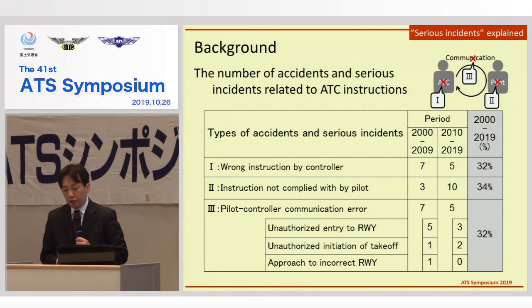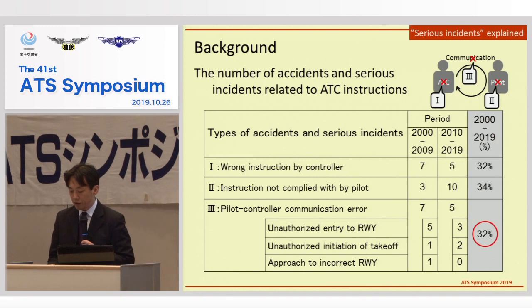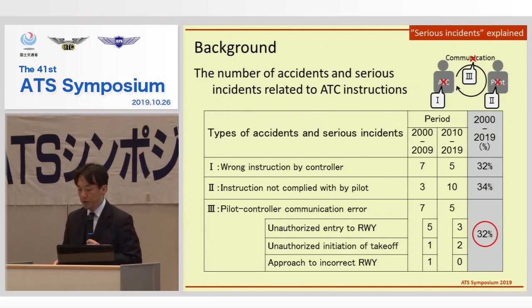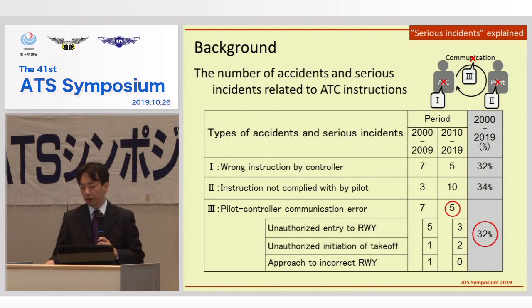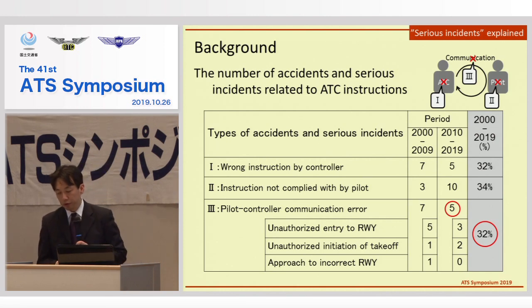And in the last 20 years, 32% of ATC-related accidents and serious incidents were caused by communication error. This means a third of ATC-related accidents and serious incidents could have been avoided by some other person than the person who made the mistake in the first place. And in Japan, there were 5 serious incidents caused by communication error from 2010 to 2019, and we are going to have a close look at them today. All of them were runway incursions.